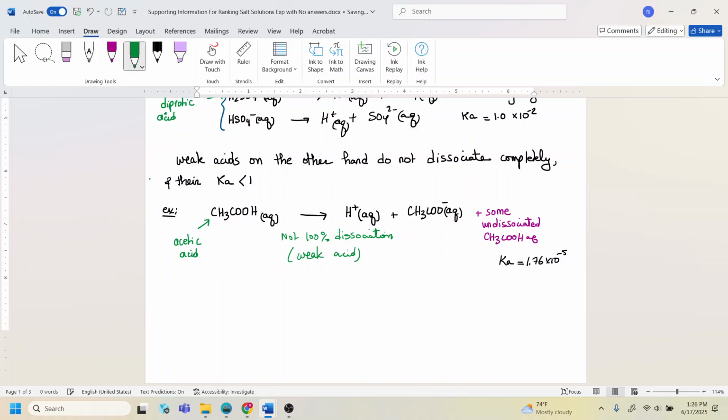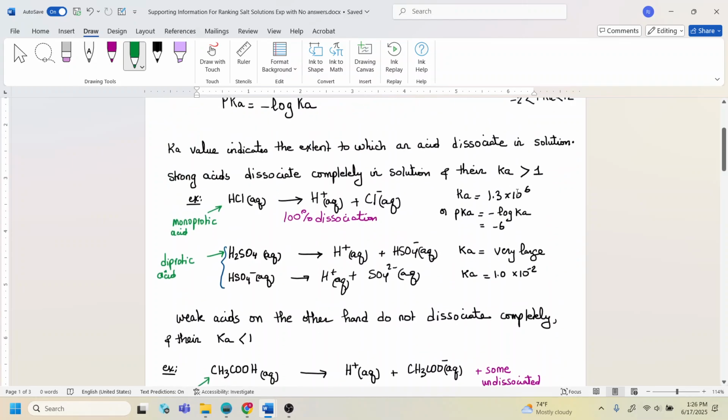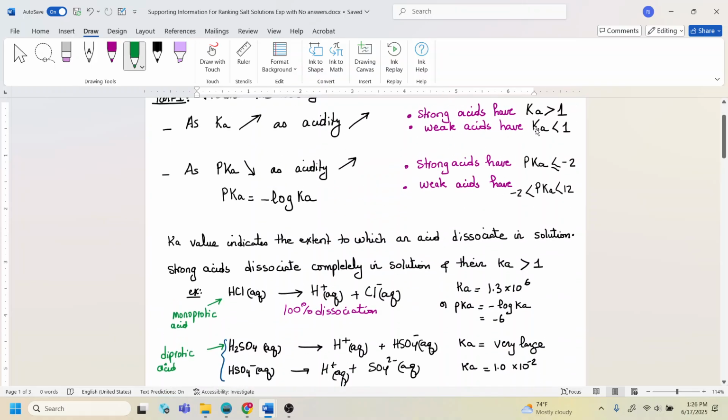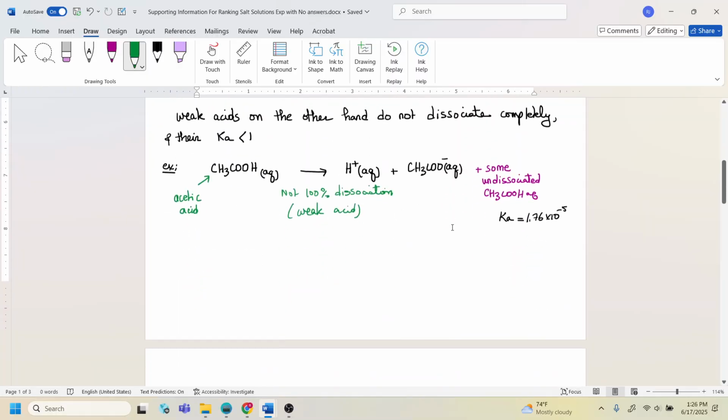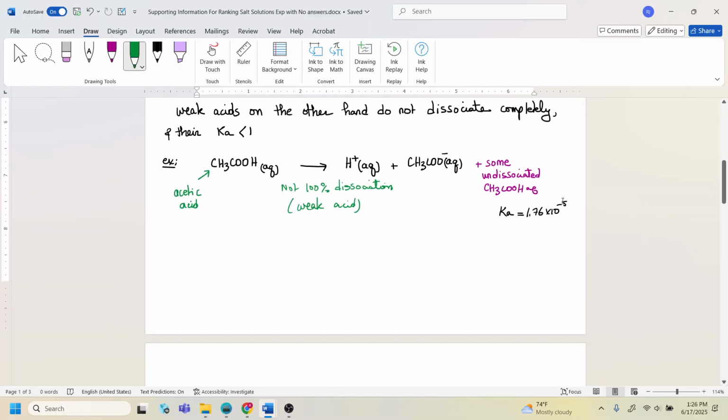So a weak acid by definition is an acid that does not dissociate completely, meaning that not all of its hydrogens turn into H plus. Some of them do remain in the solution. This is going to be reflected by a low Ka value, okay? Because we said that weak acids have a Ka which is less than 1. So once you see your Ka in the negative exponent, then you know that this is going to be a weak acid. An example of this is acetic acid. Acetic acid is a weak acid.